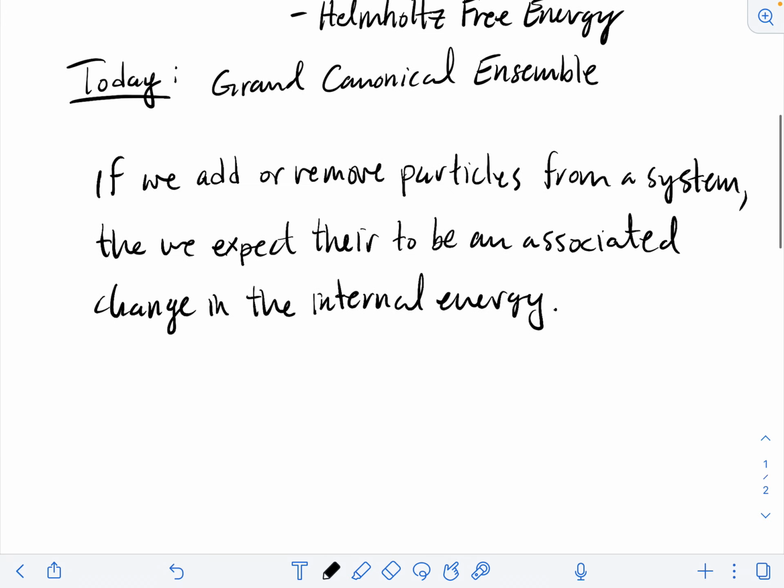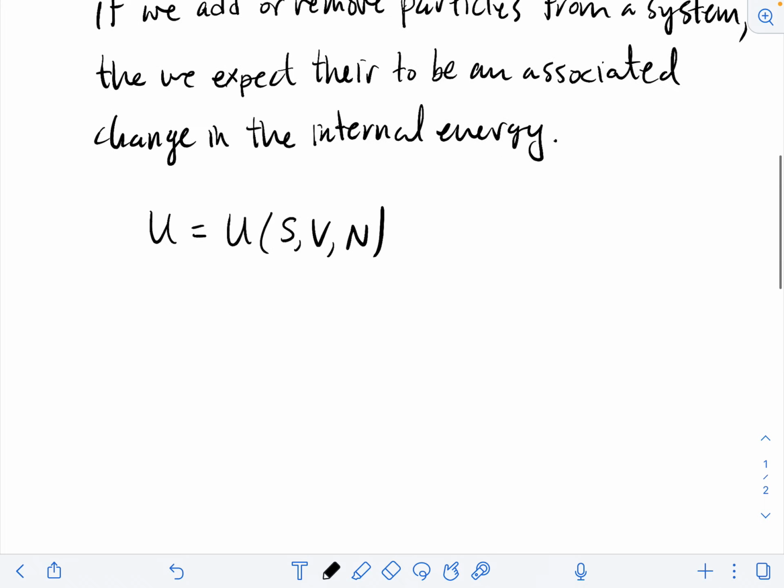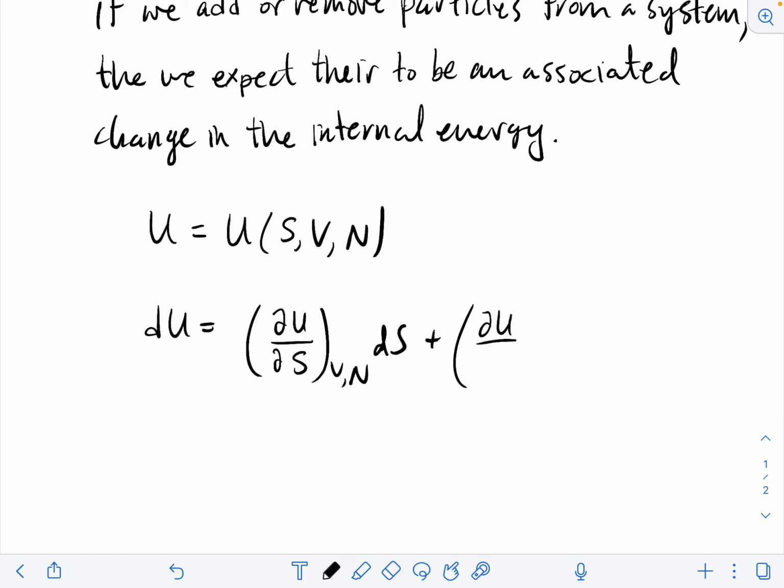And so in that case, what we could do is we could write the internal energy as a function of entropy and volume, and now we're going to add particle number, so that when we take a differential, what we'll get is a dU/dS term at constant V and N, and a dU/dV term at constant S and N, and the new term is a dU/dN term at constant S and V.